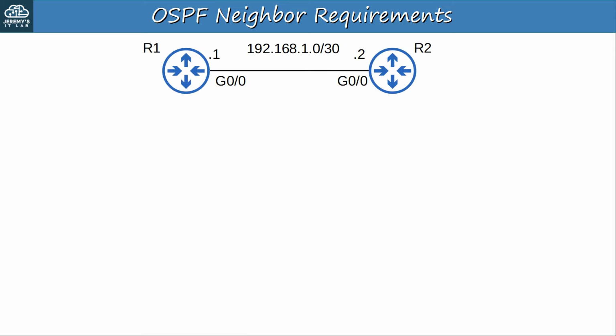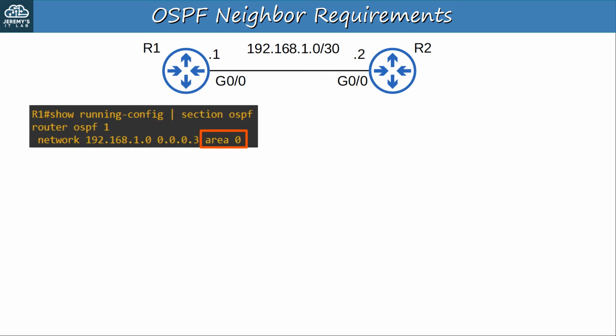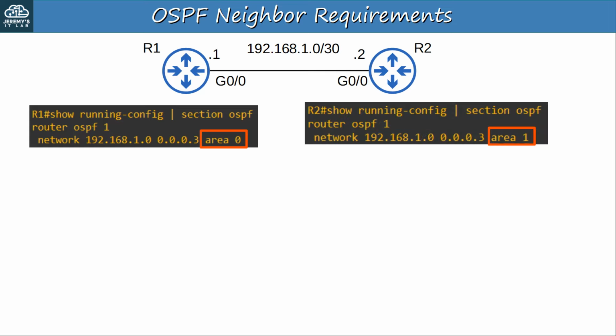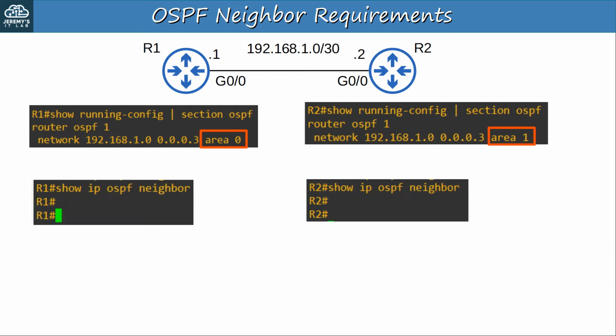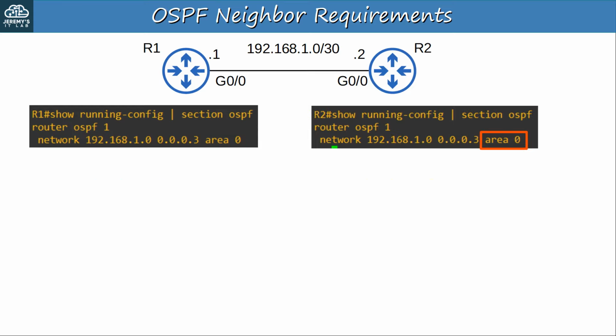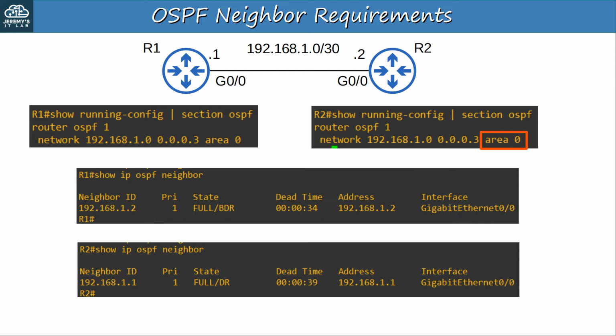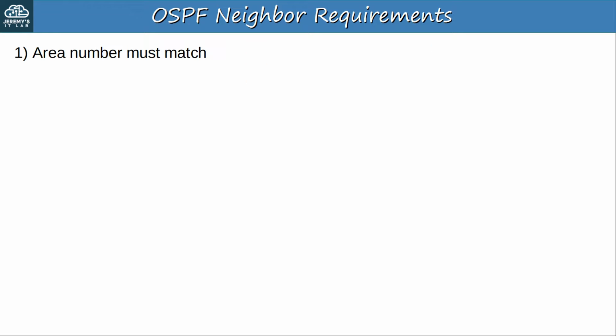We'll use this small topology of two routers to demonstrate. Here's R1's OSPF config. OSPF is enabled on G0/0 in area 0. However, R2's G0/0 is in area 1. When I enter show IP OSPF neighbor on both devices, they have no OSPF neighbors. Let's fix the issue. I changed the network command on R2 to use area 0. As you can see, they successfully became OSPF neighbors. So that's the first rule. For two routers to become OSPF neighbors, they must be in the same area. But we already covered that before.